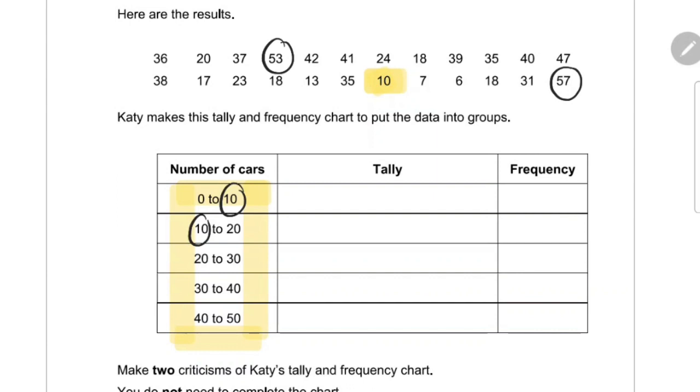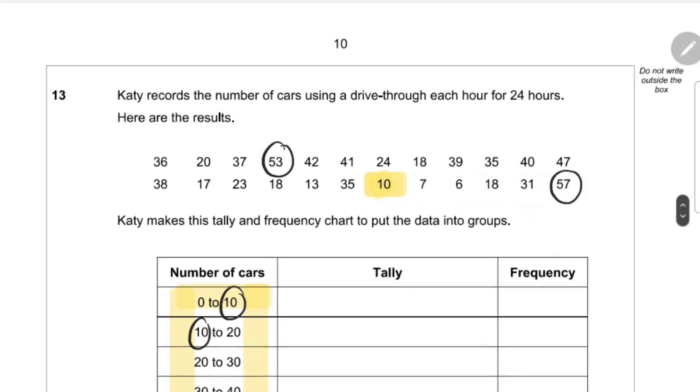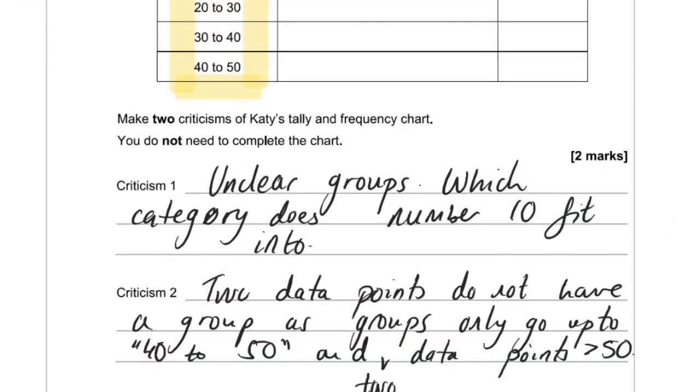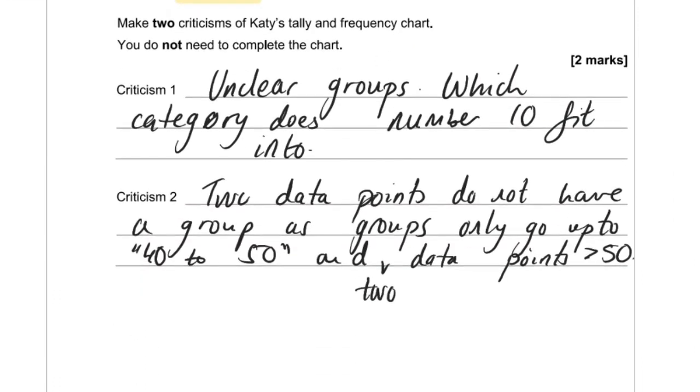do not have a group as groups only go up to 40 to 50 and data points are greater than 50. You could say 2 of the data points are greater than 50. So those would be the criticisms that I would pick up.